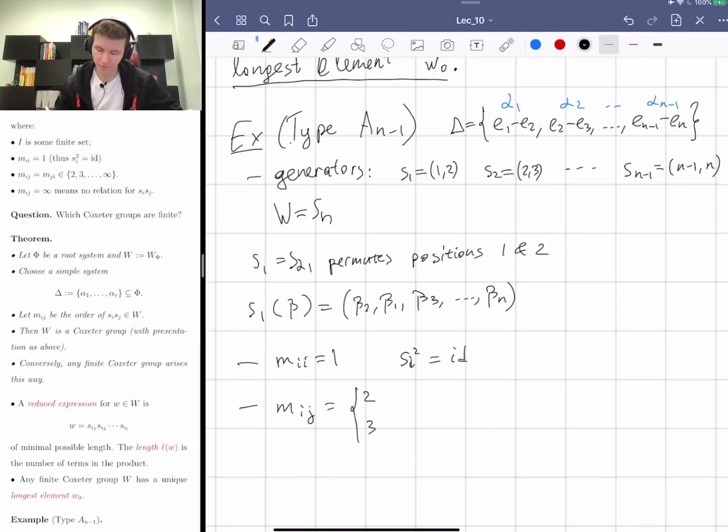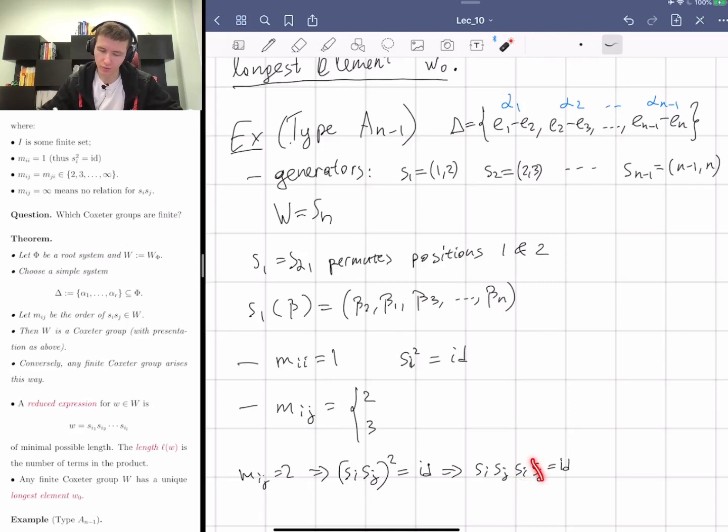And so, what does it mean that Mij is equal to two? That means that (Si Sj) squared is equal to the identity. Because these are involutions, you can cancel them, moving them from right to left, and so Si Sj becomes equal to Sj Si. So when Mij is 2, it means that they commute.